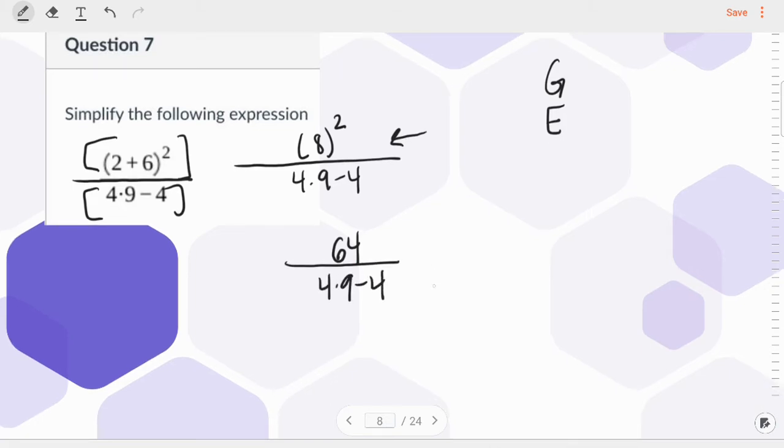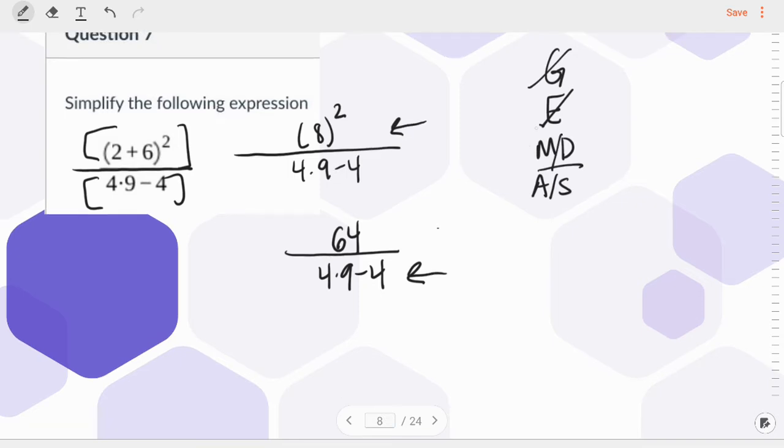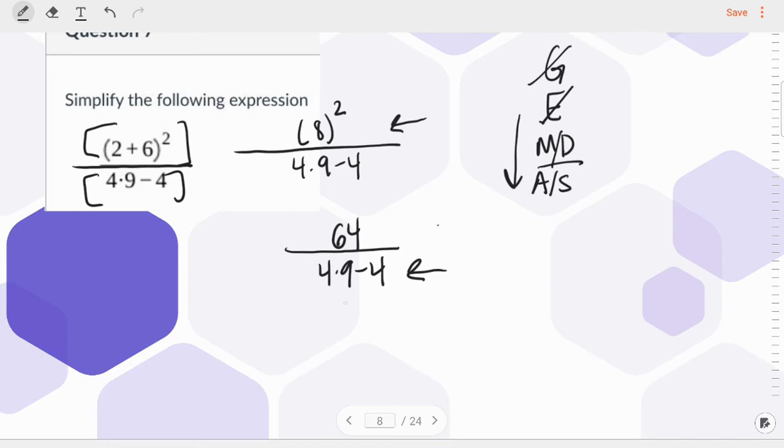Okay, next on the top, I have simplified, so I'm going to work on the bottom. I don't have any grouping symbols. I don't have any exponents, but I do have multiplication and I do have addition. I do have subtraction. So which of those do I do first? Remember to go down this list. So multiplication comes first. 4 times 9 is 36. Okay, new fraction bar. 64 stays on top. 4 times 9 simplifies to 36. I'm going to bring that along. Bring along the minus 4. And continue. To simplify, I can now do that subtraction.